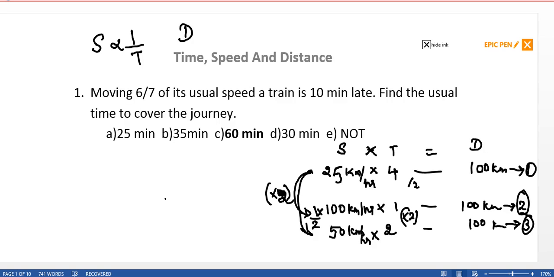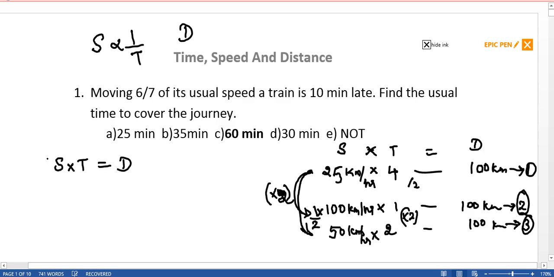Okay, so I'm going to solve problem number 1 using just this technique. Let's see what happens here. First, let me begin with my formula: speed into time equal to distance.